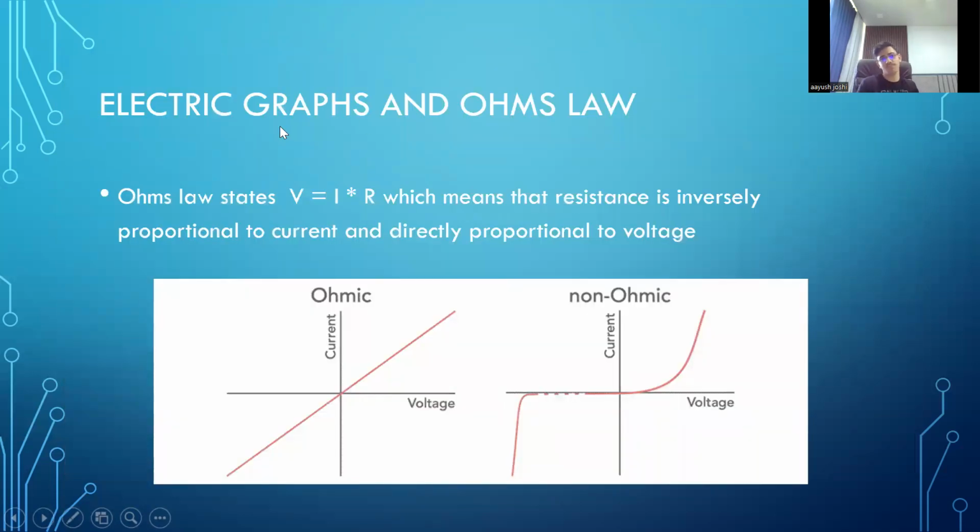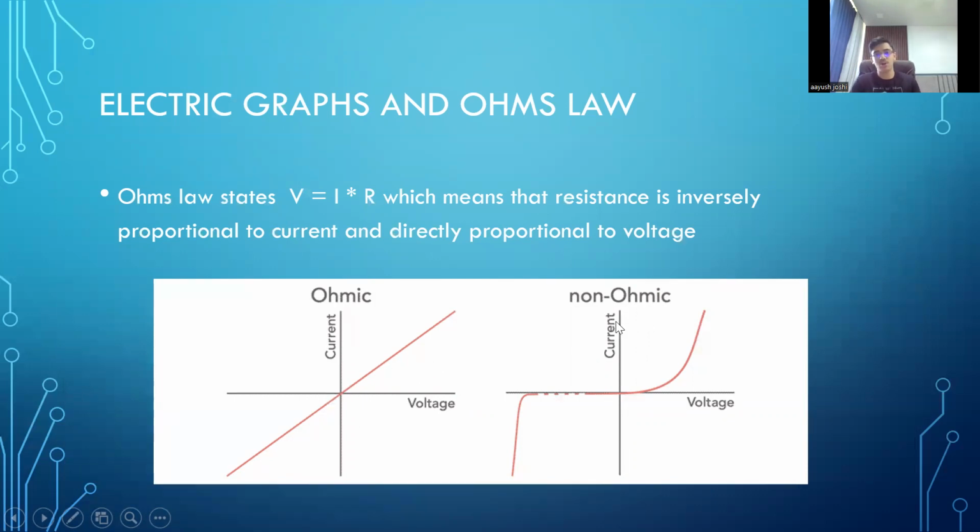Electric graphs and Ohm's law. Ohm's law states that V is equal to I into R, which means that resistance is inversely proportional to current and directly proportional to voltage. This is a graph for an ohmic resistor. It means that it is obeying Ohm's law, and that it will continue obeying Ohm's law.